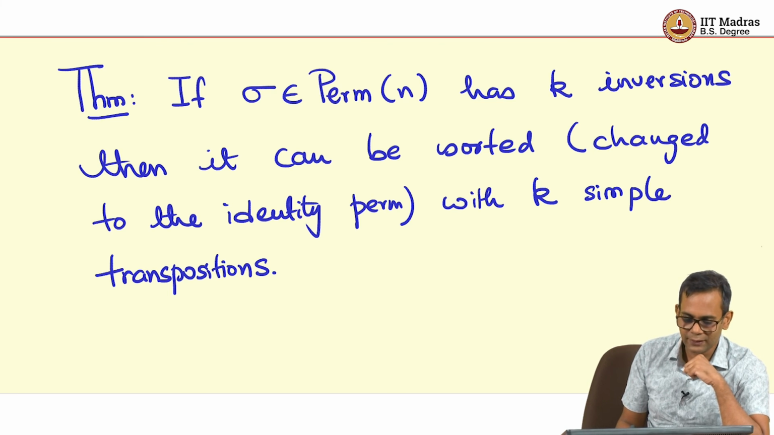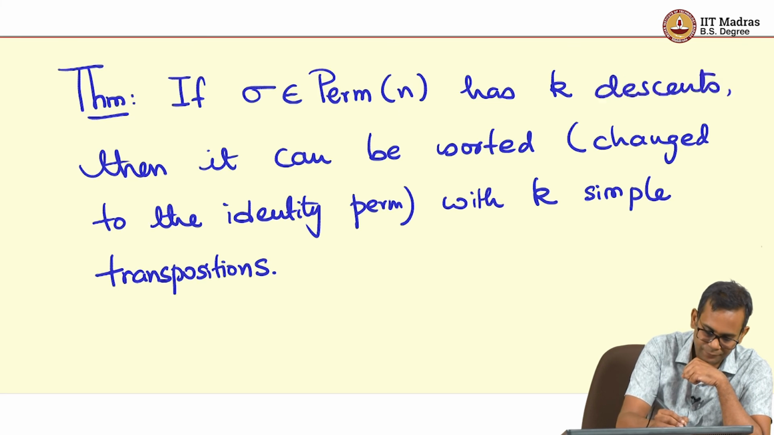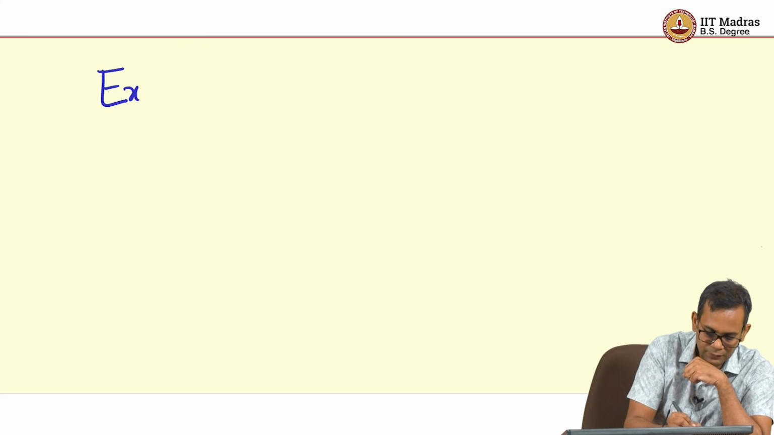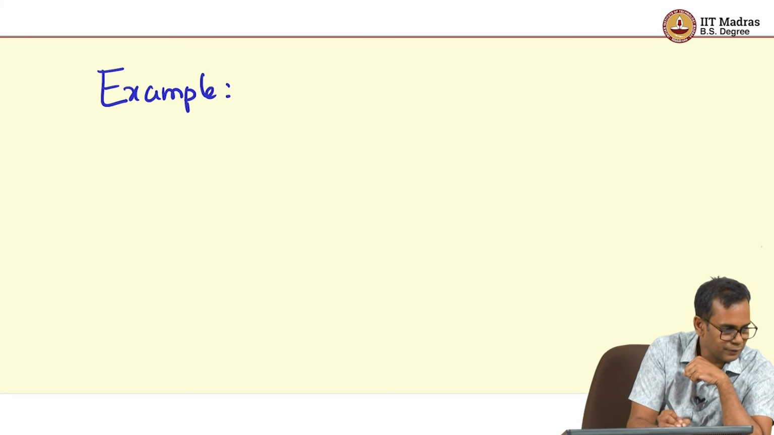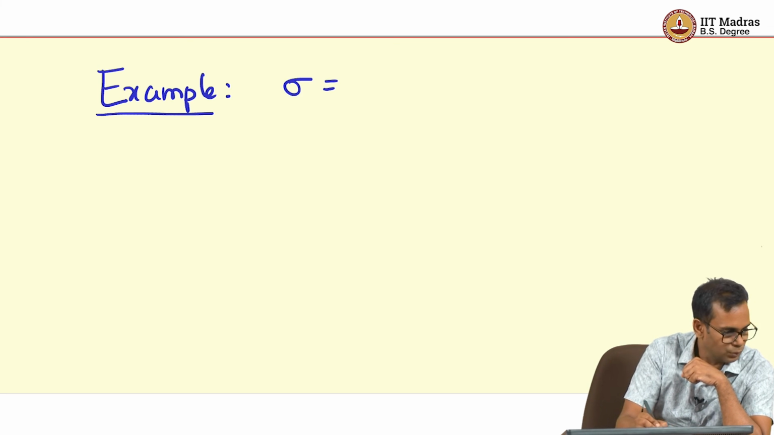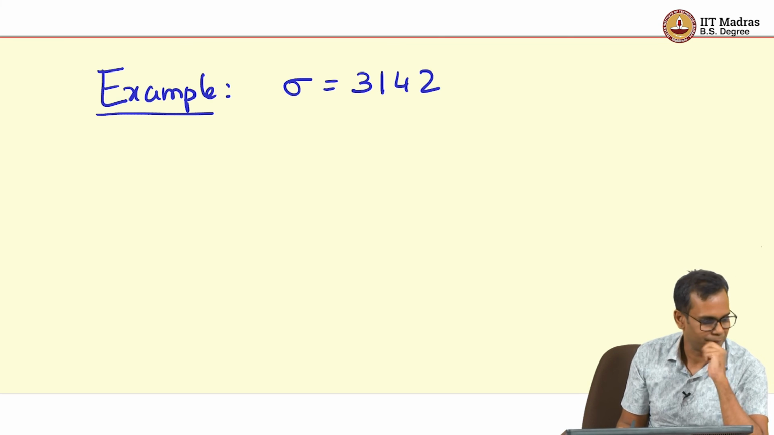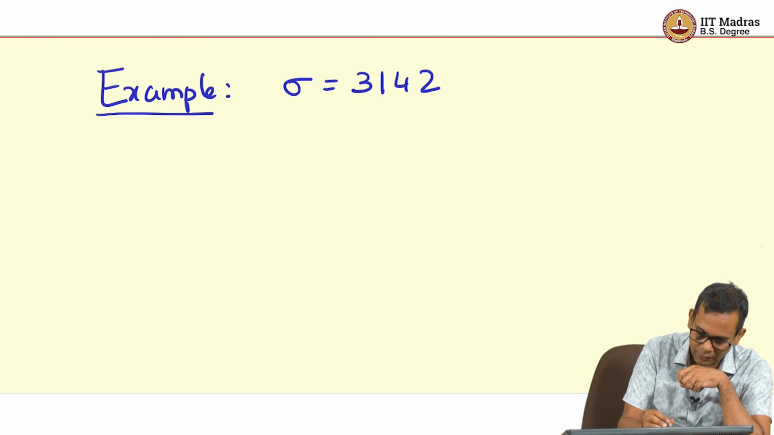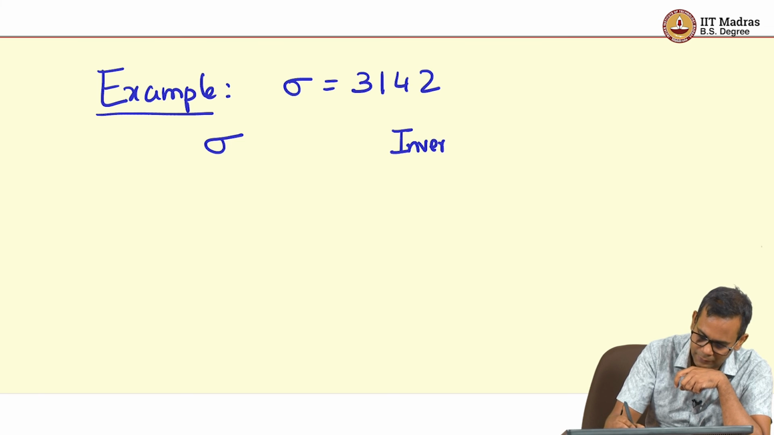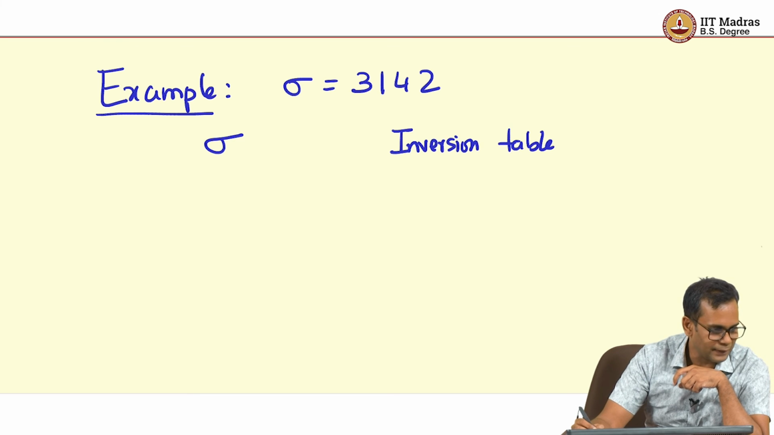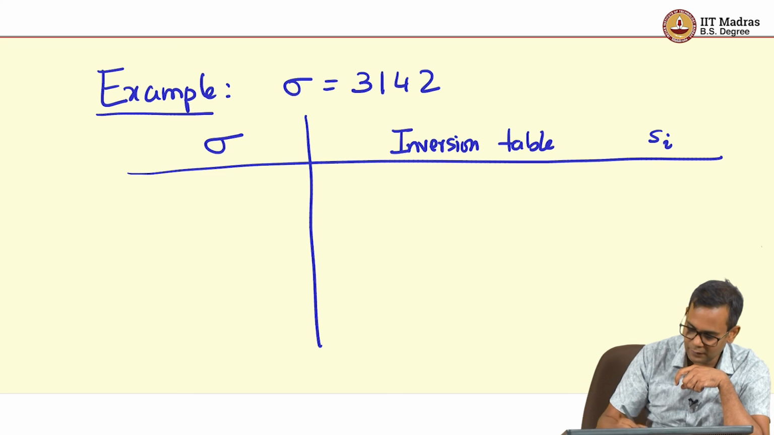Let me illustrate this theorem using an example. So, we had this permutation 3 1 4 2, and this had 3 inversions as we had seen. So, let us just write down a table where we will slowly sort this using simple transpositions. At each stage we will have a permutation sigma, we will also keep track of its inversion table, and at each stage I will apply a certain simple transposition S_i. So, let us maintain this table.